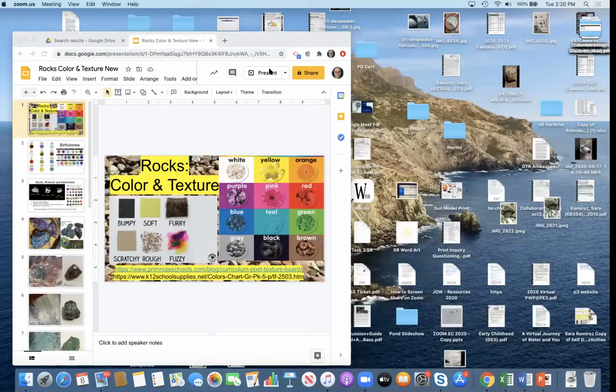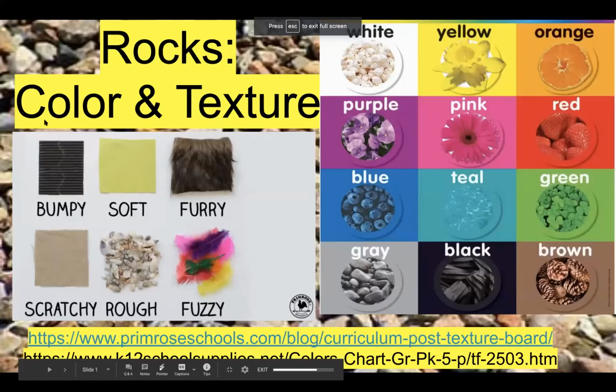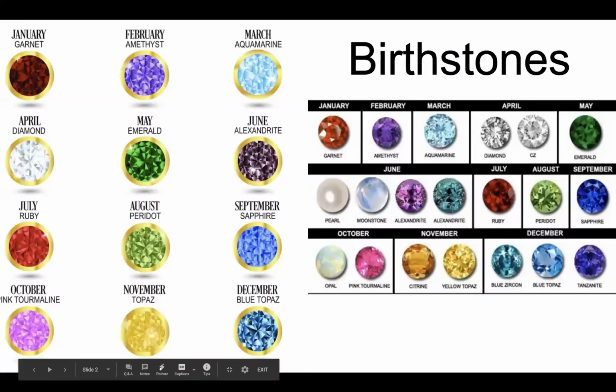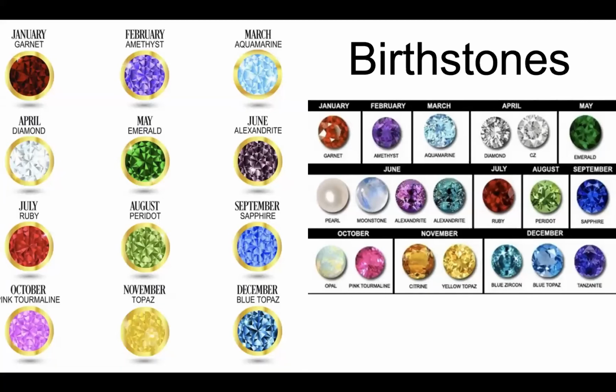So we already saw some examples of texture. So these are just some texture words, and these are some color words that you can use for review. In case you missed it, your birthstones, this slide just goes over a review of your birthstone colors.